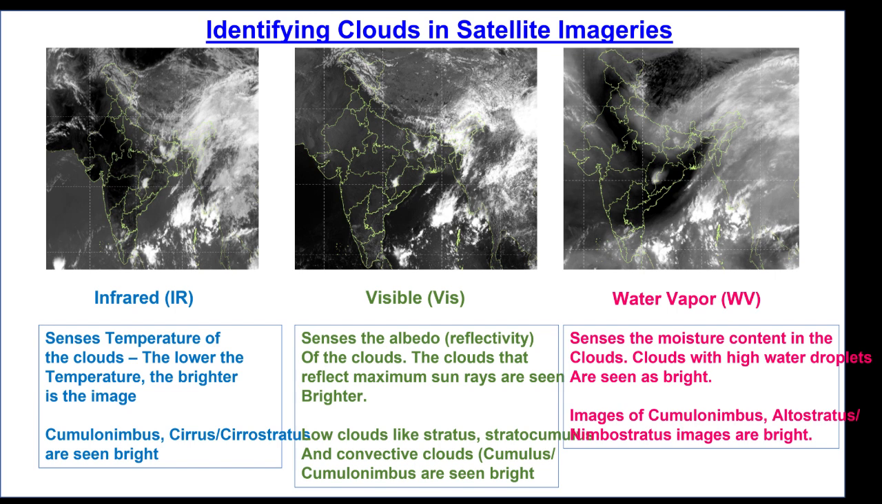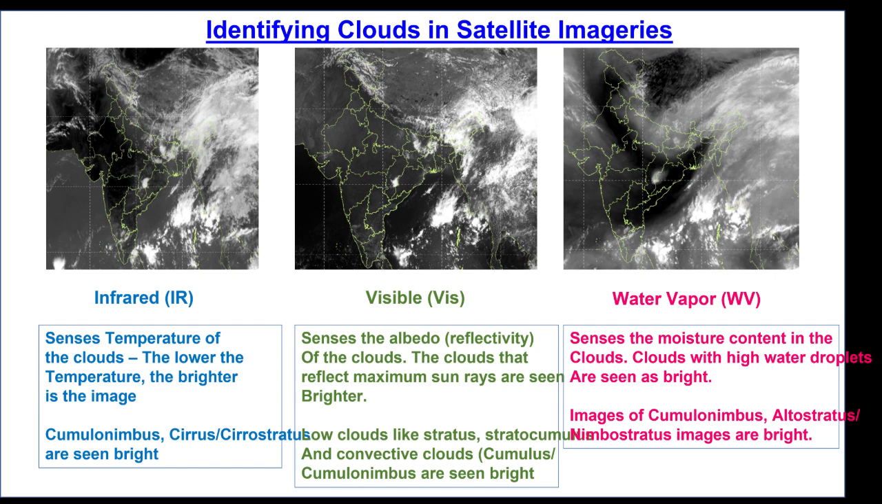Now, coming to the visible band, ladies and gentlemen, boys and girls, as I said earlier, it senses the albedo. The more the sunlight is reflected by a cloud, the brighter that cloud is shown. The low clouds, the stratus, stratocumulus, and the cumulonimbus clouds, reflect the maximum amount of sunlight. Hence, these clouds are seen bright. So cumulonimbus clouds are again seen as the bright spots here, and other bright clouds are low clouds, that may be stratocumulus, maybe stratus.